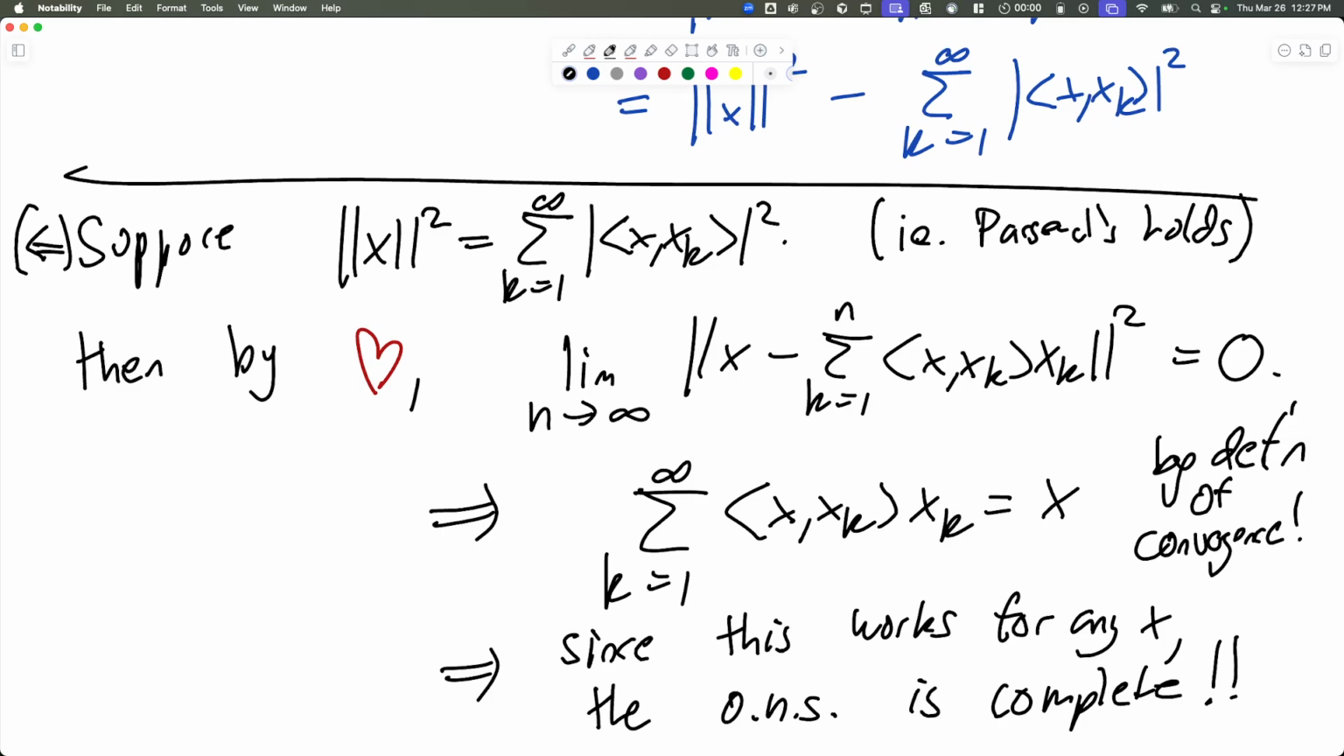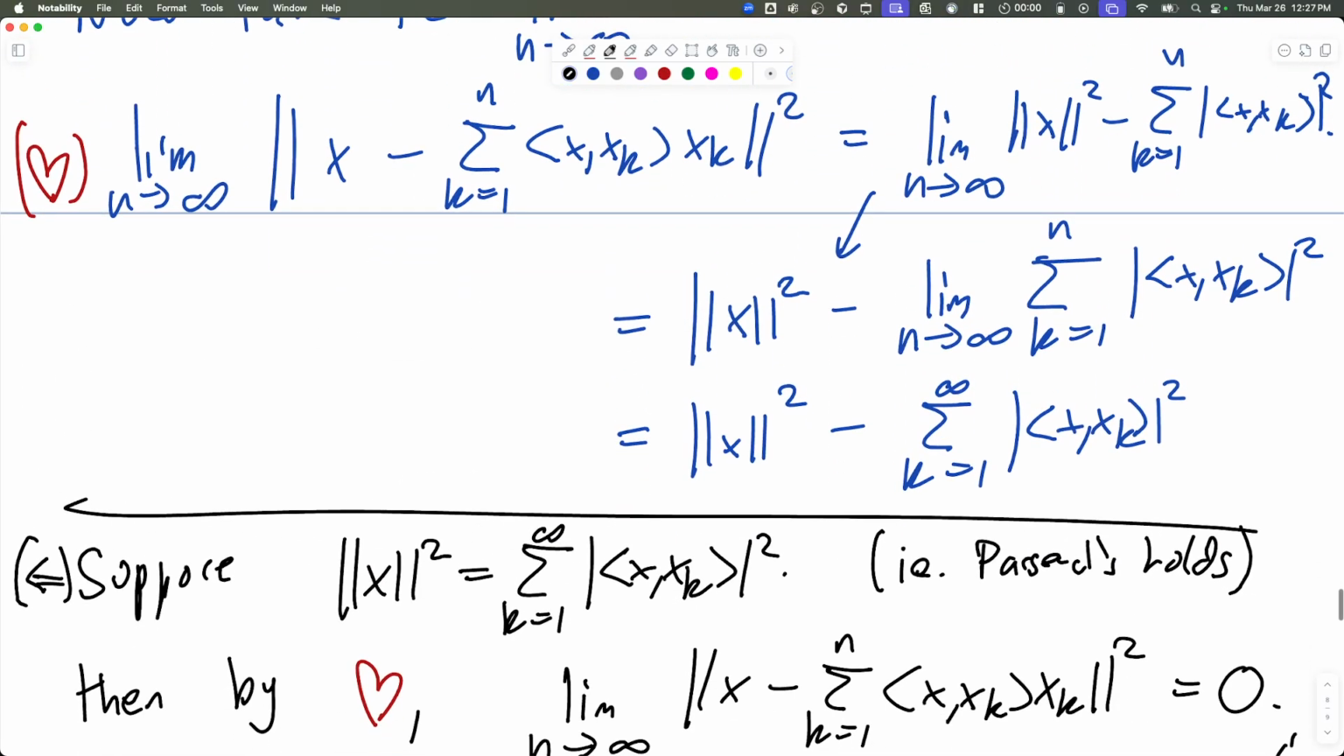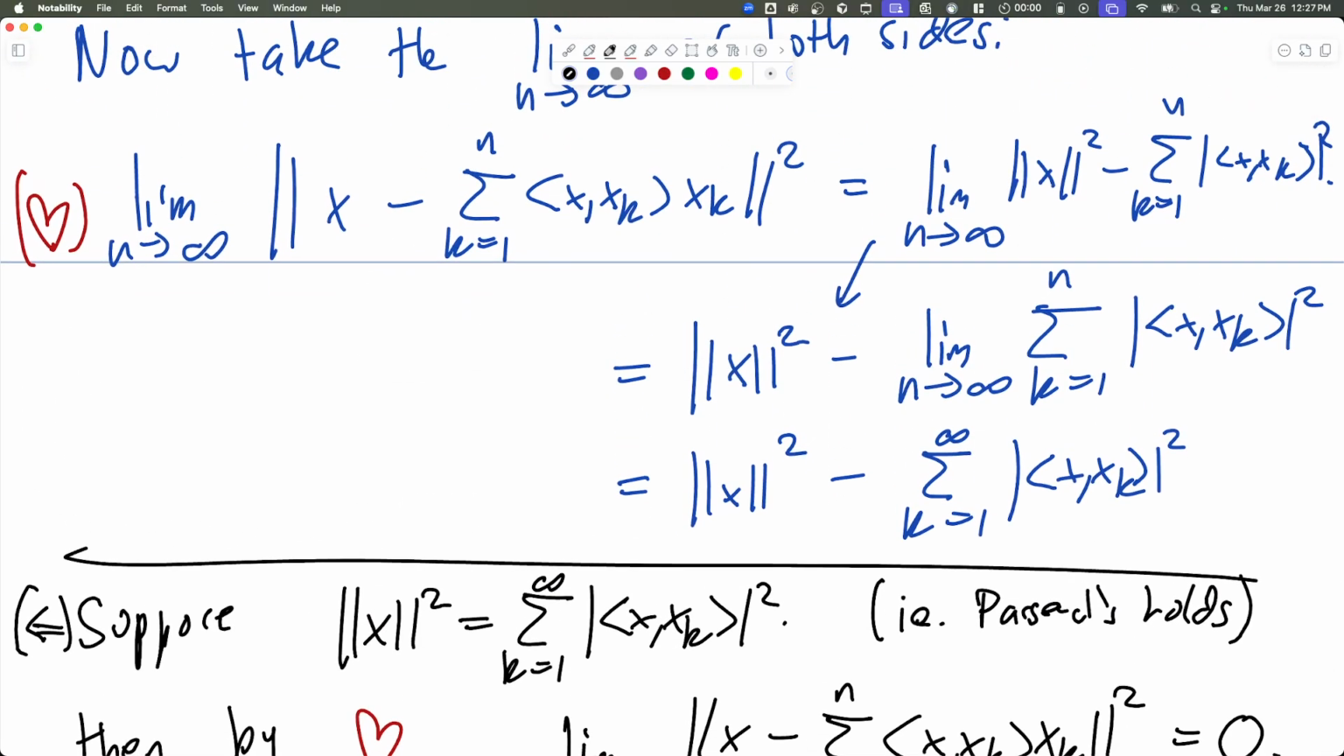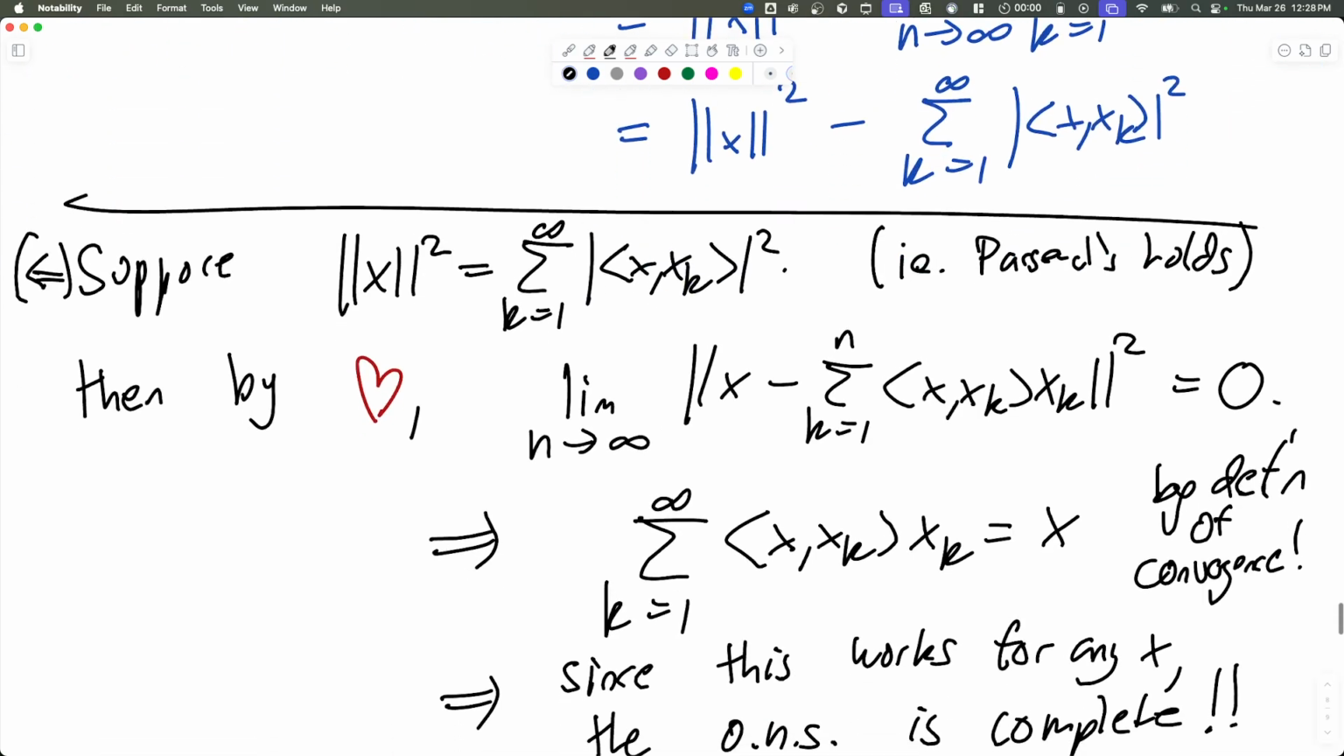Okay, what about the reverse? The reverse says if it's complete, then Parseval's theorem holds. How would that proof go? Suppose it's complete, then what? Yeah, x equals the sum from k to infinity. So in other words, if it's complete, then this thing equals that thing, so this limit is 0. In this proof, we said the right-hand side is 0, and therefore the left-hand side does what we want. In the other proof, we say the left-hand side is 0, and therefore the right-hand side does what we want. So really it is all coming from equation heart.